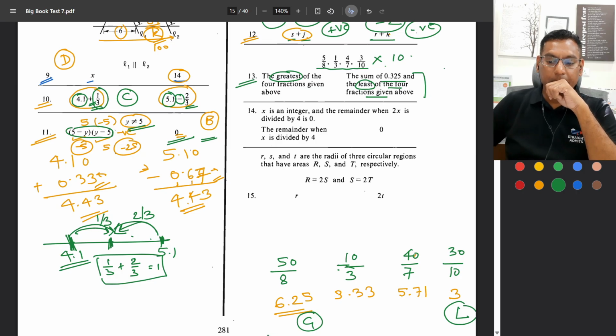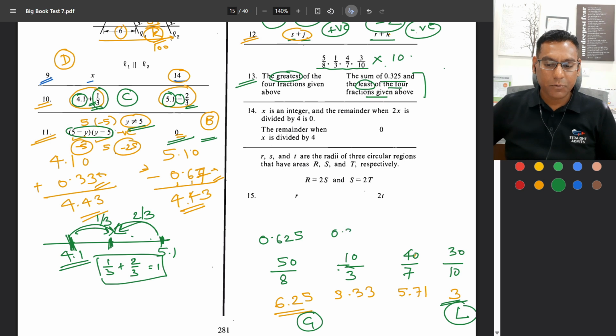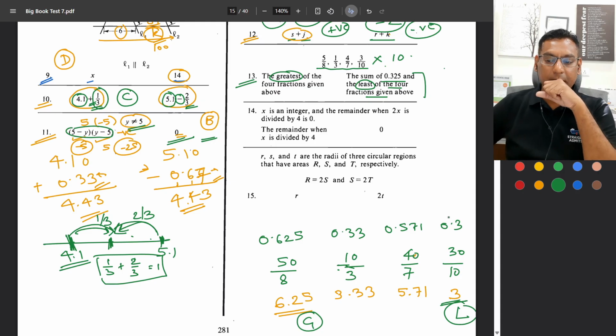But note that this is not the number, because we have multiplied everything by 10. The actual numbers are like this: 0.625, 0.33, 0.571, 0.3. These are the actual numbers. Okay, so what are they asking us?